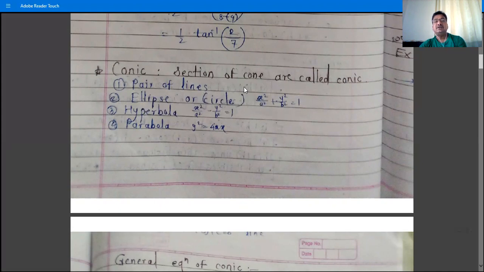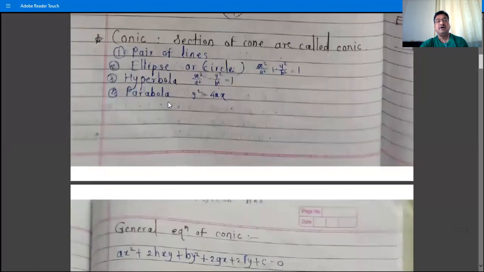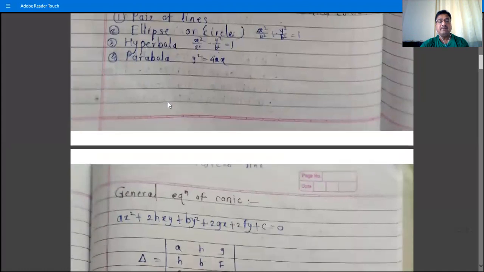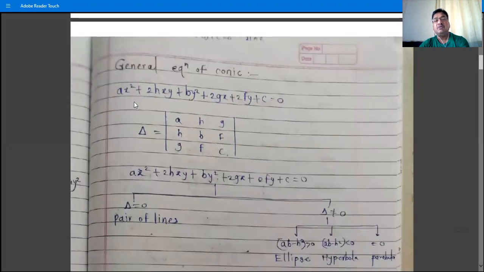So after the section of a cone, we have the different shapes, that is pair of lines, ellipse, hyperbola. What is the standard equation of a hyperbola? x²/a² − y²/b² = 1. Parabola: y² = 4ax. This is the standard equation of a parabola, and this is the standard equation of a hyperbola. So the sections of a cone are called conics. That is, if you take the section of a cone at different angles, then we have a pair of lines, ellipse or hyperbola, circle, parabola.